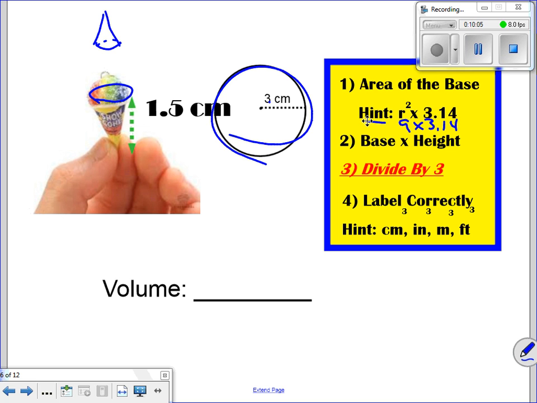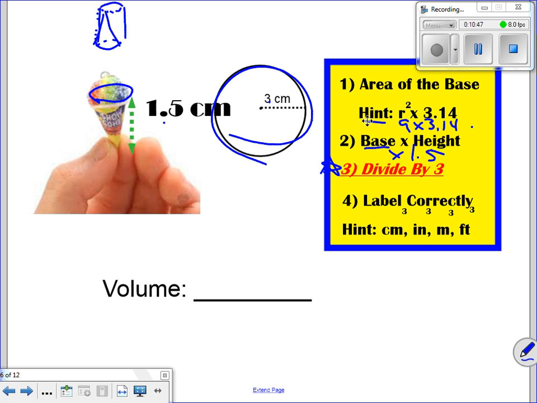Now once I solve that, the answer to number 1, I would then have to multiply that by, because that'd be my base, I'd have to multiply that by 1.5. Once I've multiplied that by 1.5, then you have to divide it by 3. The reason why we're dividing it by 3, kids, is because we aren't finding a cylinder, we're finding a cone. A cone is 1/3 the size of a cylinder. So then you're going to divide that by 3. And remember to label it correctly. We're dealing with volume. You should realize that we're dealing with 3D shapes, so we'll be dividing it by 3.